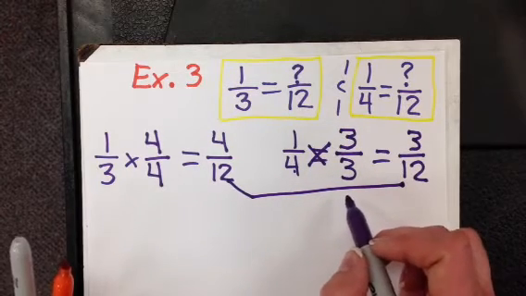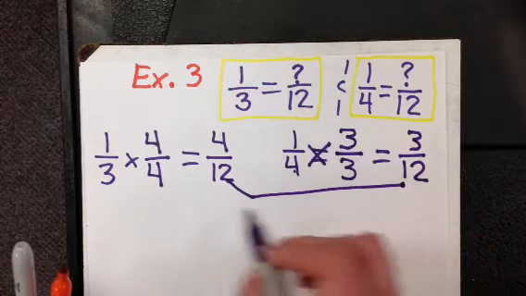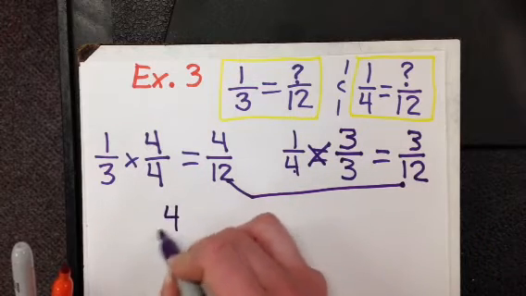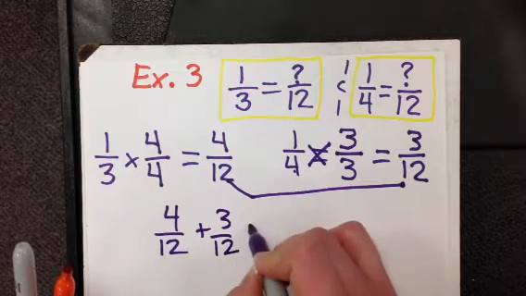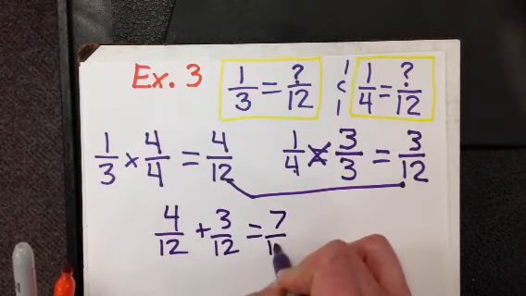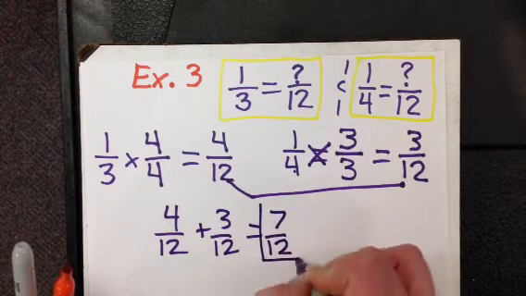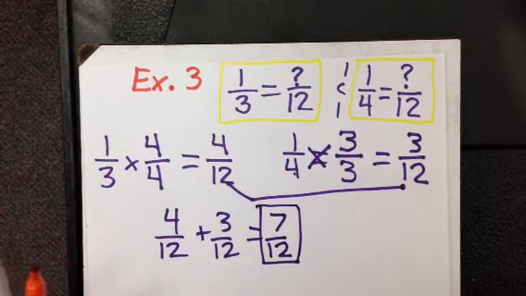And the question says that after I'm done finding my new fractions, I have to add these. So 4/12 plus 3/12 is equal to 7/12. So there is my answer.